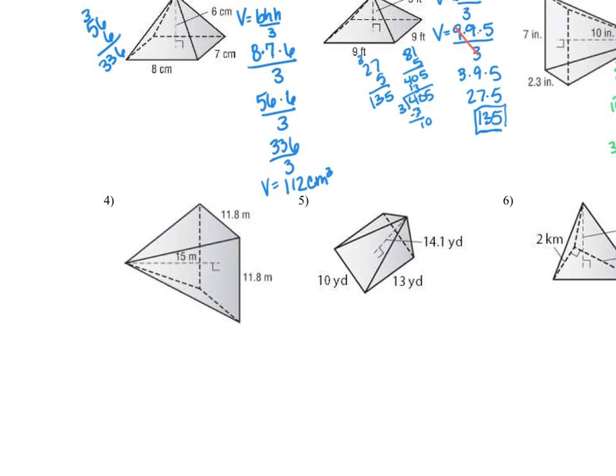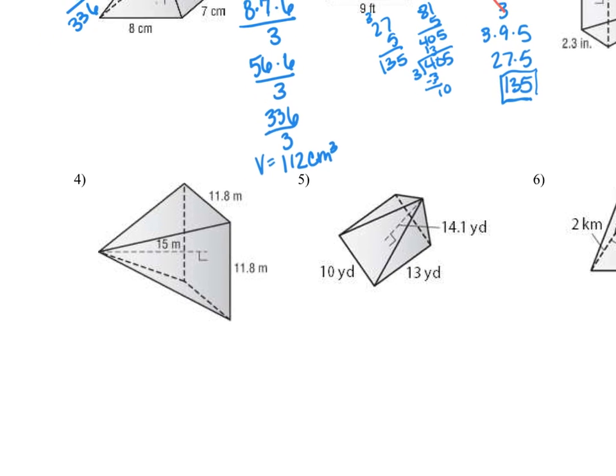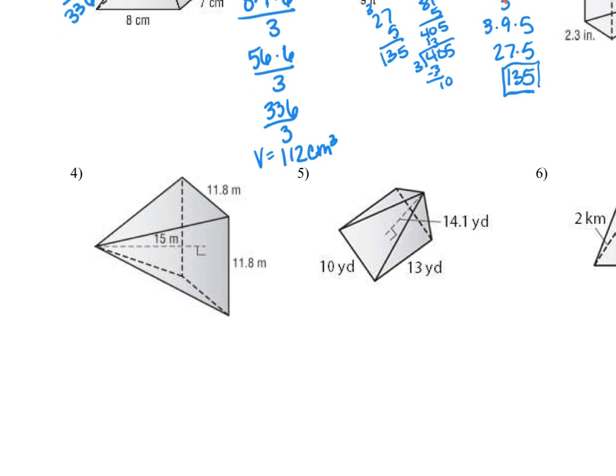Okay, so number 4, I'm going to make it a little simpler. So go ahead and mark out that 0.8. Make it 11 times 11. Let's do that. Okay, base times height divided by 3. So 11 times 11 times 15 divided by 3. I can simplify this and get 5.